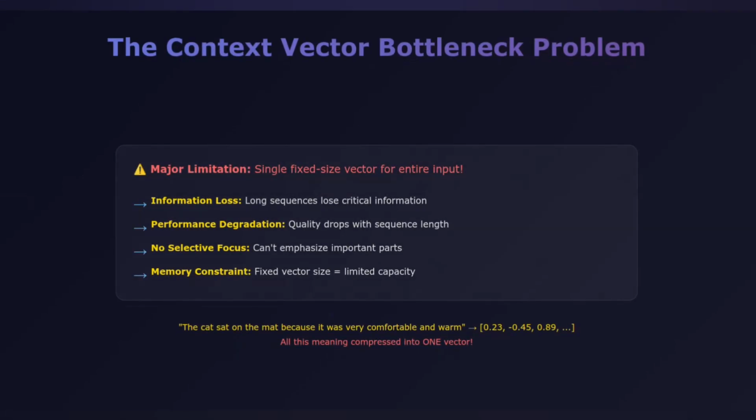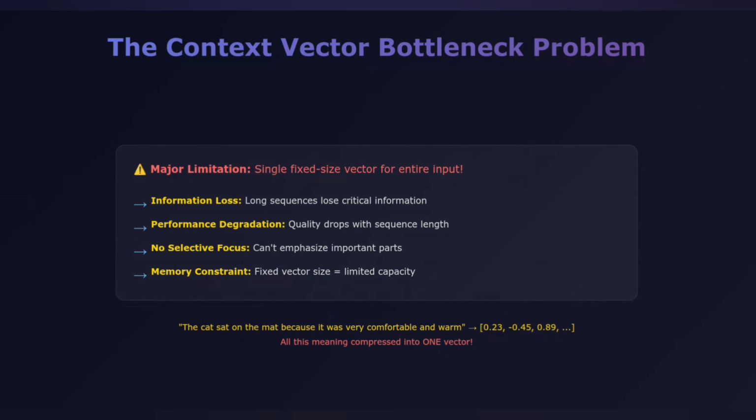This architecture has a major flaw, and it's called the Context Vector Bottleneck. Think about this. You're trying to squeeze an entire sentence, maybe even a paragraph, into a single fixed-size vector. Just one vector. Look at this sentence. The cat sat on the mat because it was very comfortable and warm. That's a lot of information, and we're compressing it into something like 0.23, negative 0.45, 0.89, just a bunch of numbers.